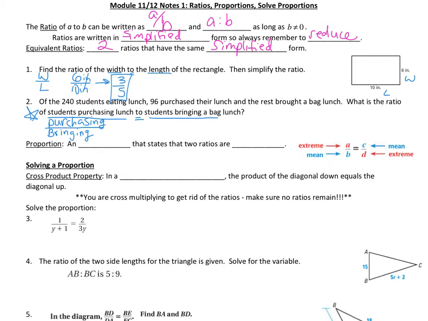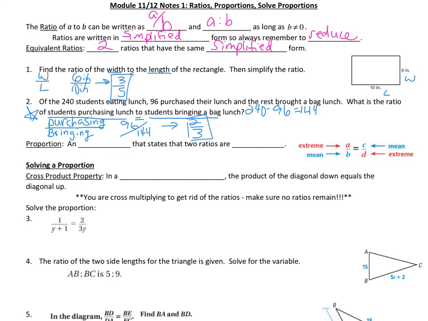You should have set up purchasing over bringing. The purchasing is 96. The bringing, we would have to subtract. So you have to take 240 minus the 96, and we get 144. So it'd be 96 over 144. When you reduce it, you should have gotten 2/3.